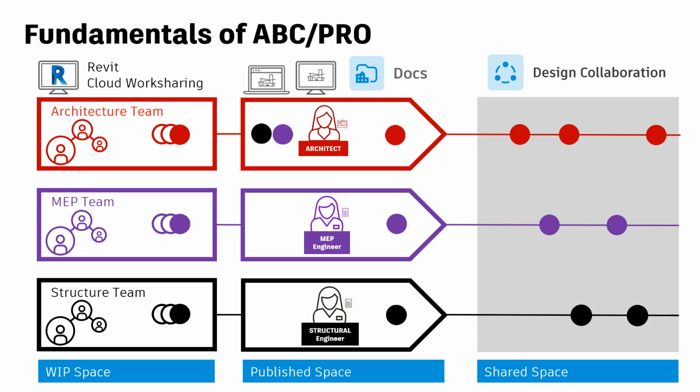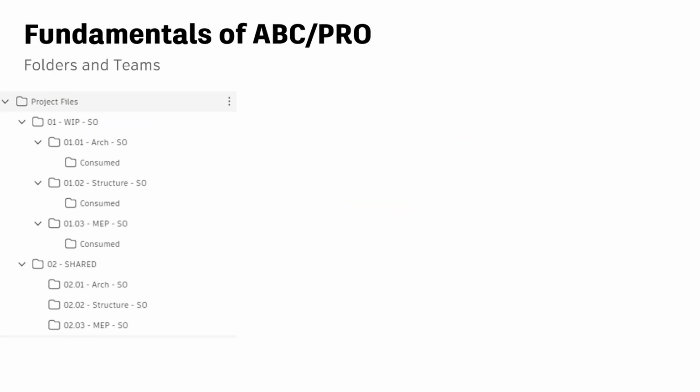In this example, you have seen the architect accepting and consuming packages from the MEP firm and the structure one as well. The black and purple dots here, and this is, of course, valid for all the other teams, are actually consuming content from the other disciplines. So this is quite a visual way to see that.